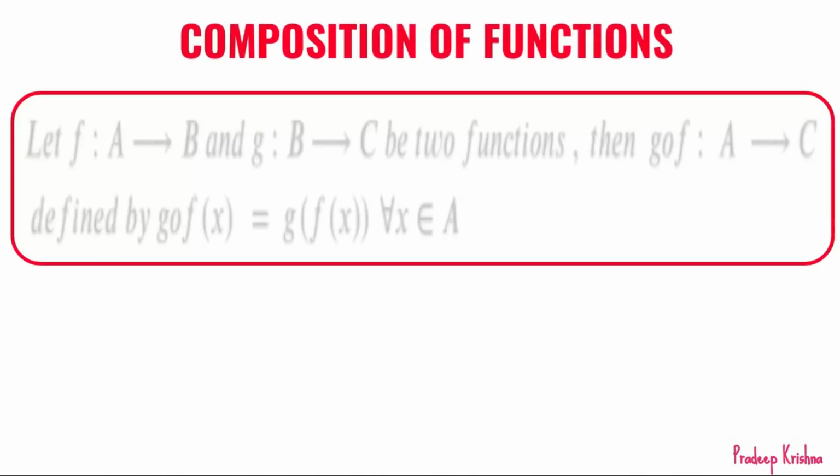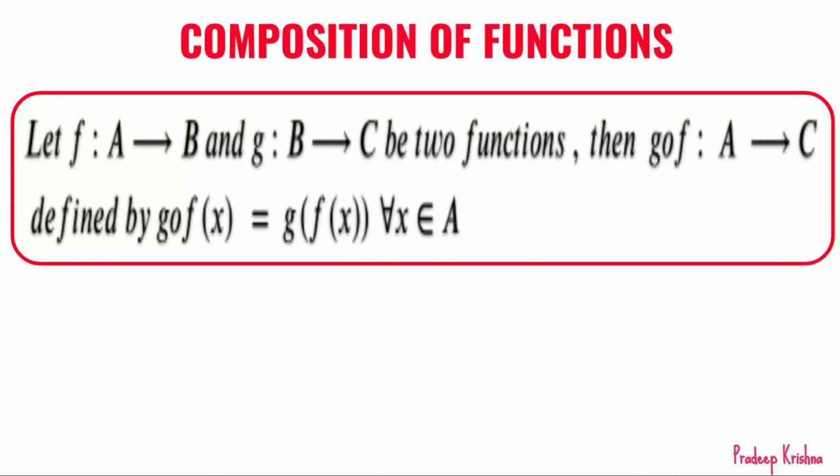Now see the definition. If f is a function from A to B and g is a function from B to C, then g composition f is a function from A to C defined by g composition f of x equal to g of f of x for every x belongs to A.